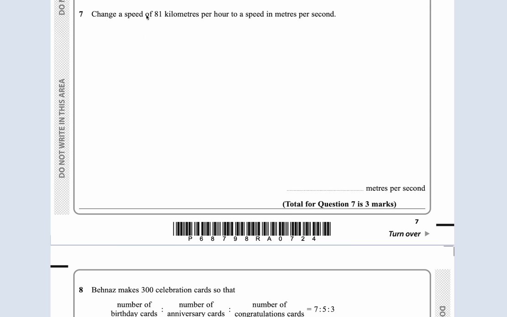Okay, question 7. Another speed question. Change a speed of 81 kilometers per hour into a speed in meters per second. So 81 kilometers per hour is the same as 81. I want to change it into meters, so I'm going to change this into 81,000 meters per how many seconds in an hour.